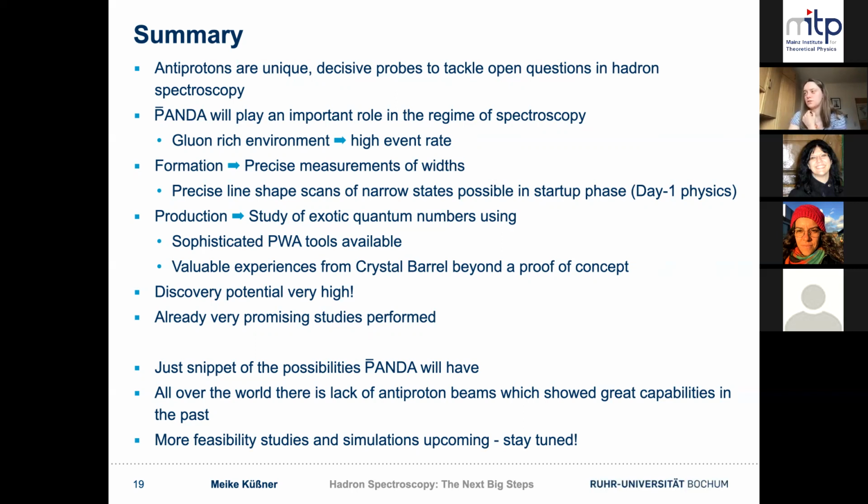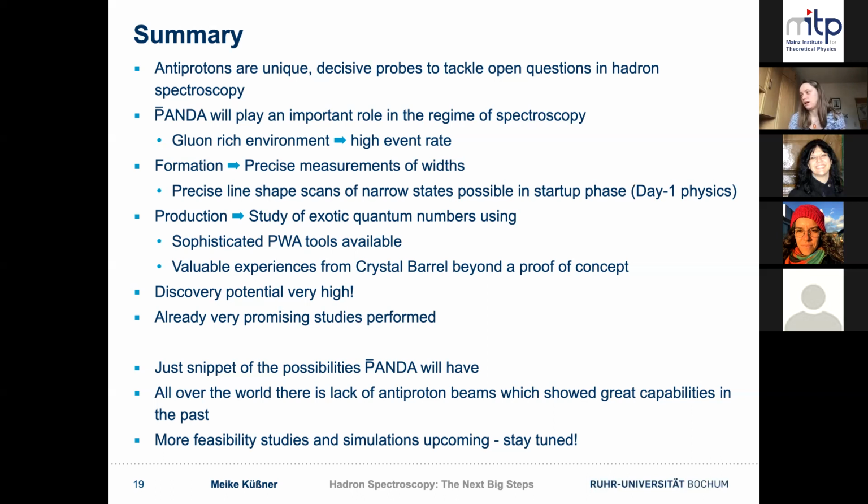And in the production scenario, we already showed that using sophisticated partial wave analysis tools, one is able to study exotic quantum numbers. And we already have these tools available. We already gained valuable experience from the Crystal Barrel experiment, and this is beyond the proof of concept. As you saw, with 30 year old data, we were able to find a new exotic wave in this data. So this is beyond showing that it's possible.